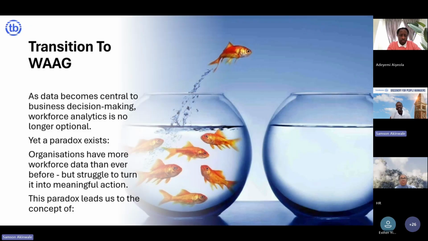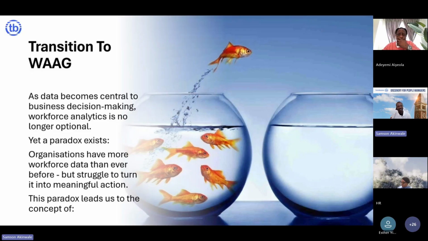Now, as data has become central to business decision making the world over, workforce analytics is no longer anything optional. It is a sine qua non. But aside from that, there still exists something contrary. There is a paradox. As much as we see organizations adopting workforce analytics, they have more workforce data than ever before. In spite of that, they still struggle to turn that workforce data into meaningful action. This is where WAG is discovered.